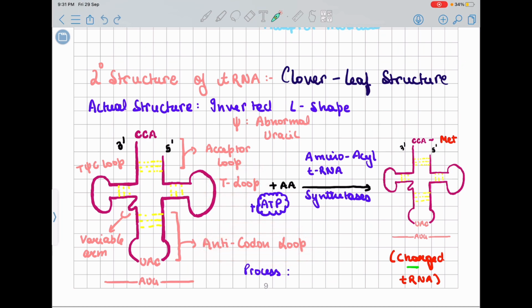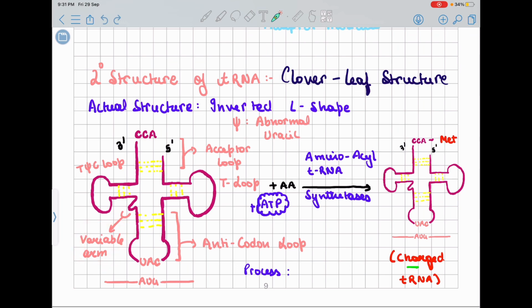In acceptor loop, we can see that 3' end is slightly longer than the 5' end. And at the 3' end, we have a specific sequence of CCA, that is cytosine, cytosine, adenine. To this sequence, a particular amino acid will bind. In T-psi-C loop, the psi is an abnormal uracil. Psi means abnormal uracil. Here we can also appreciate a variable arm.